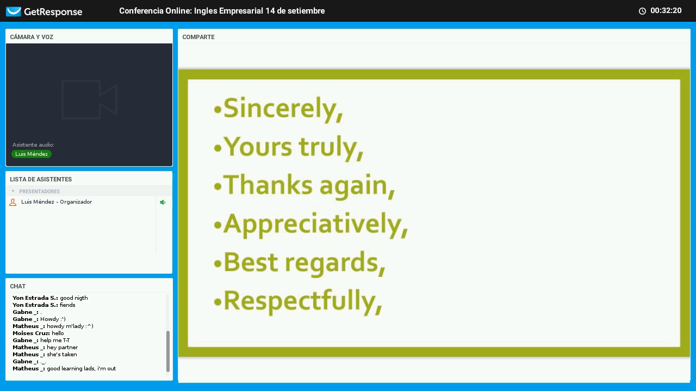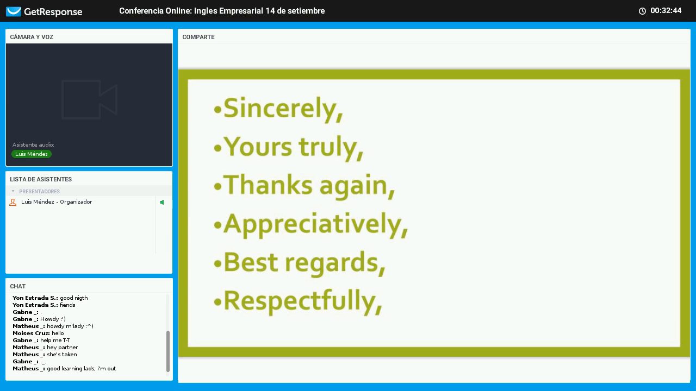Those are some of the steps that we need to do in order to close. Those are some of the phrases you could use, and after, of course, your name at the end to finish the email. Sincerely, yours truly, thanks again, appreciatively, best regards, and respectfully.